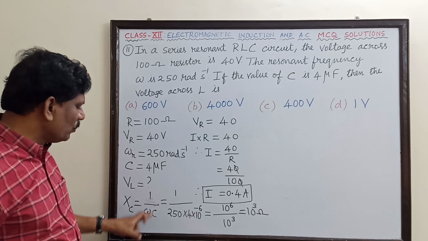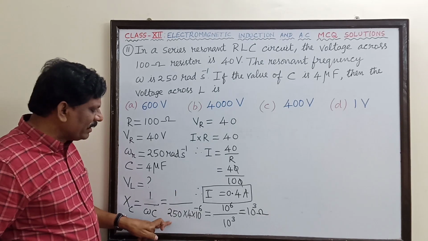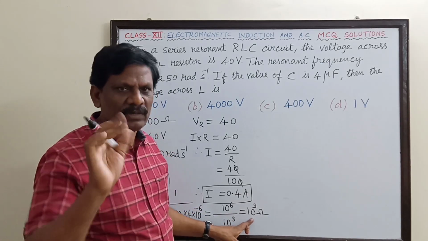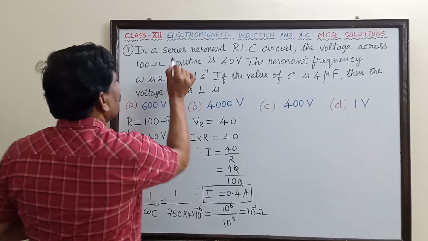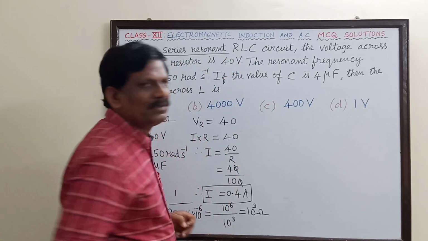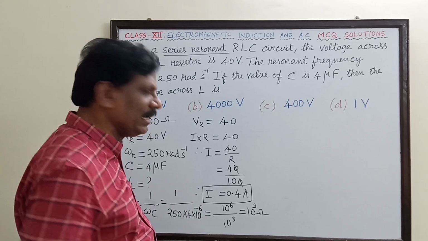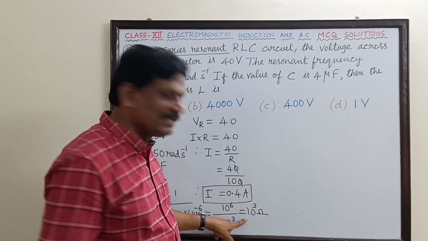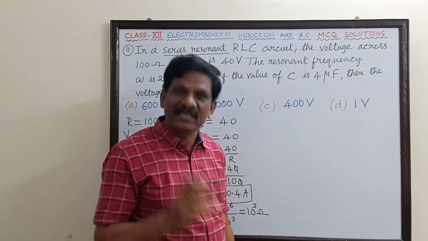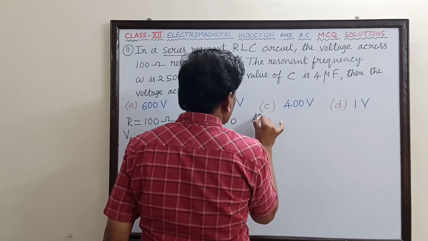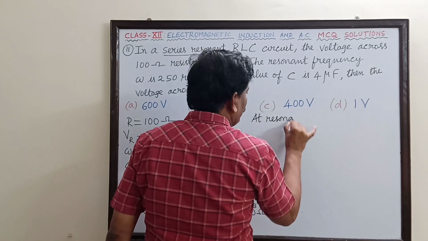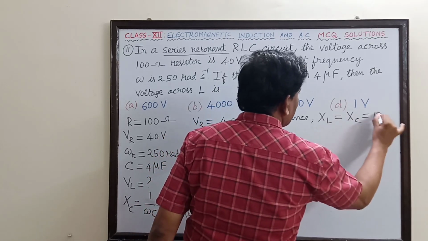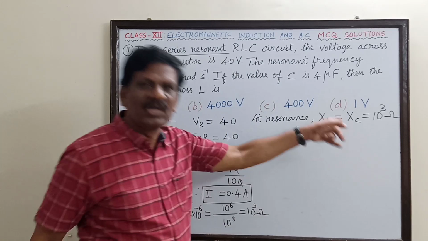So XC is equal to 1 by omega into C. Substituting the values, I get it is 1000 ohm. Okay. Now what is the clue given here? In a series resonant circuit, resonance means the value of XL and XC must be equal. Indirectly they have given it. We have found the value of XC, and that is also equal to XL. So at resonance, the value of XL must be equal to XC, that is 1000 ohm. This is the clue.